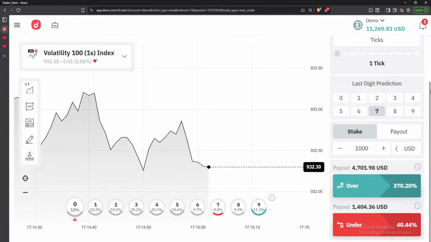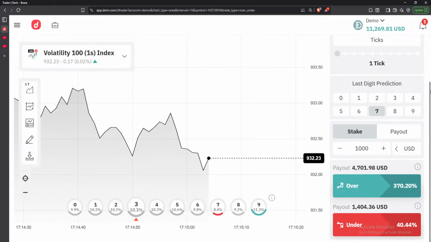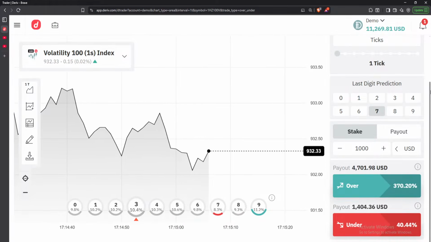For Samson, if 1 is the entry point for over 2, does it mean 8 is the entry point?